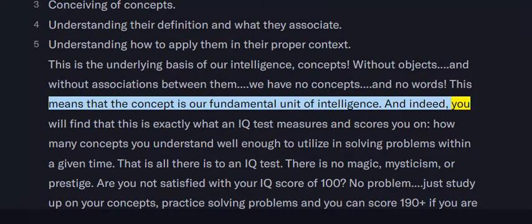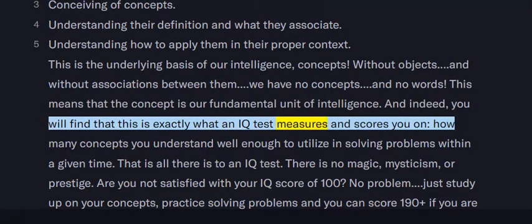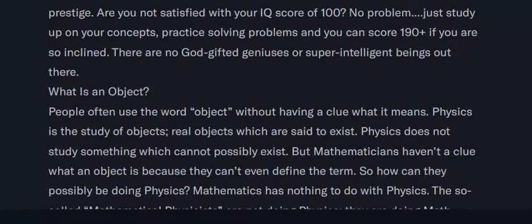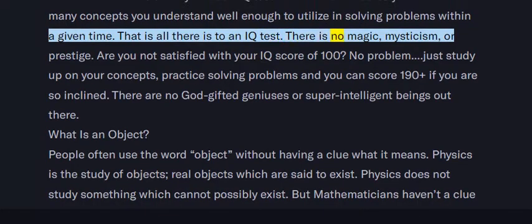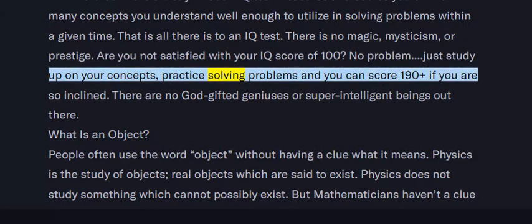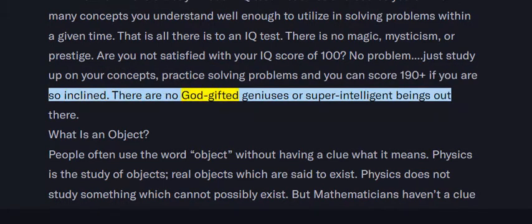And indeed, you will find that this is exactly what an IQ test measures and scores you on: how many concepts you understand well enough to utilize in solving problems within a given time. That is all there is to an IQ test. There is no magic, mysticism, or prestige. Are you not satisfied with your IQ score of 100? No problem, just study up on your concepts, practice solving problems, and you can score 190 plus if you are so inclined. There are no God-gifted geniuses or super-intelligent beings out there.